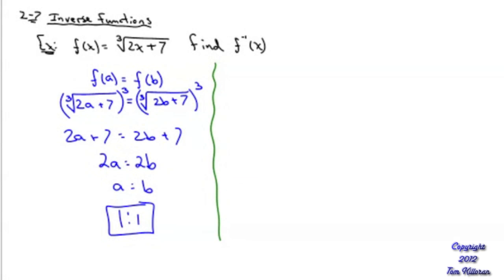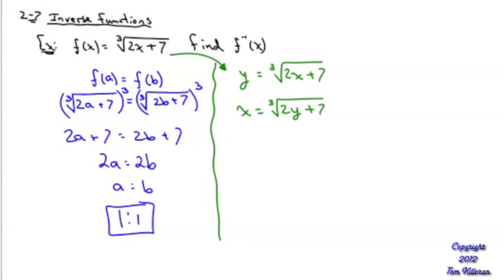So how do you find the inverse of this thing? What's your first step? Let y equal the function, so you get y equals the cube root of 2x plus 7. Then you're going to change x's to y's and y's to x's. So you get x is equal to the cube root of 2y plus 7.